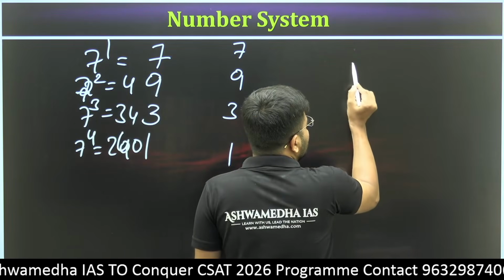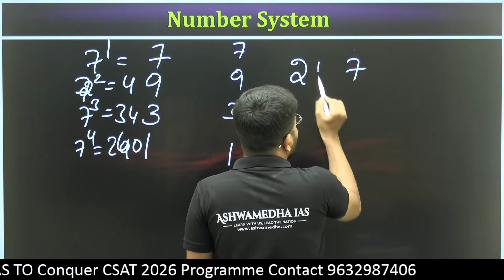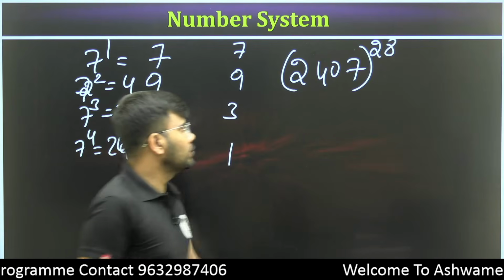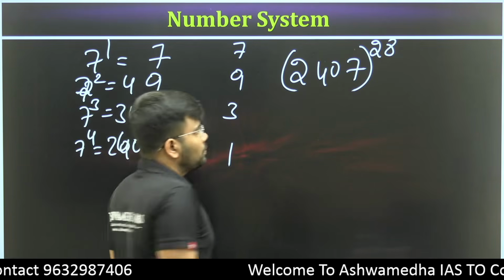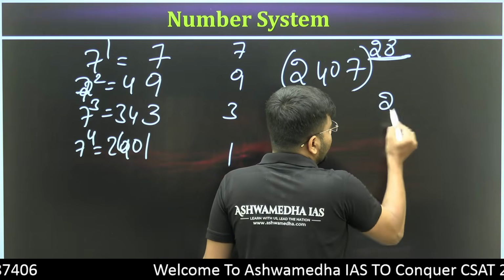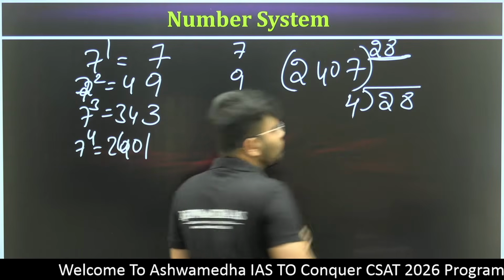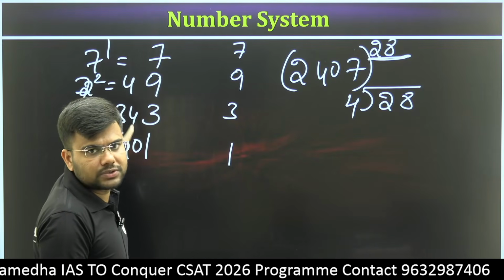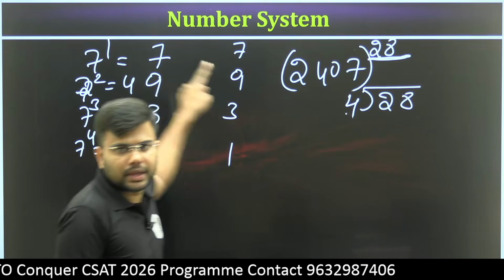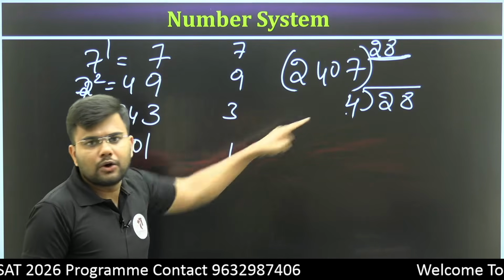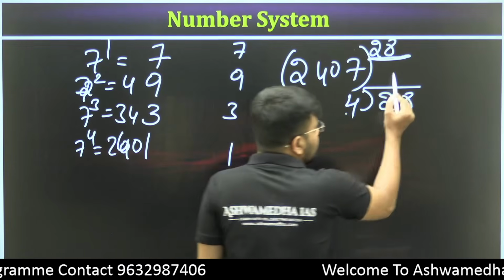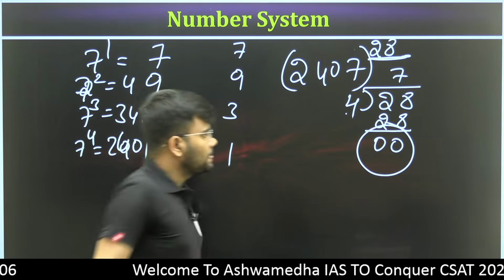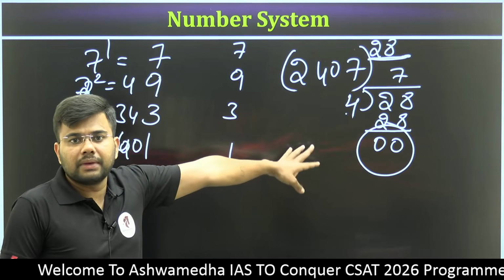If it is 2407 whole to the power of 28, you are supposed to find the unit digit in this number. What is supposed to be done? Take this 28 and divide it by what? Not 7, 4. Why 4? Because the unit digit of 7 repeats such a cycle of 4. What is supposed to be done? Divide that number. 4 sevens are 28. The remainder is 0.